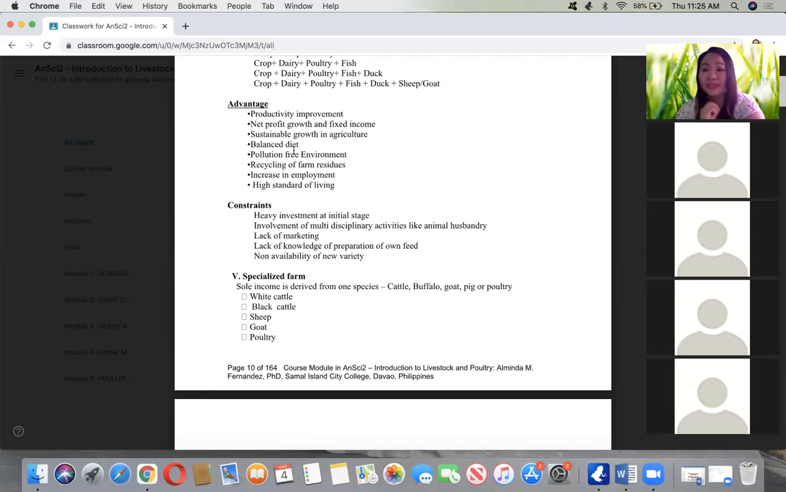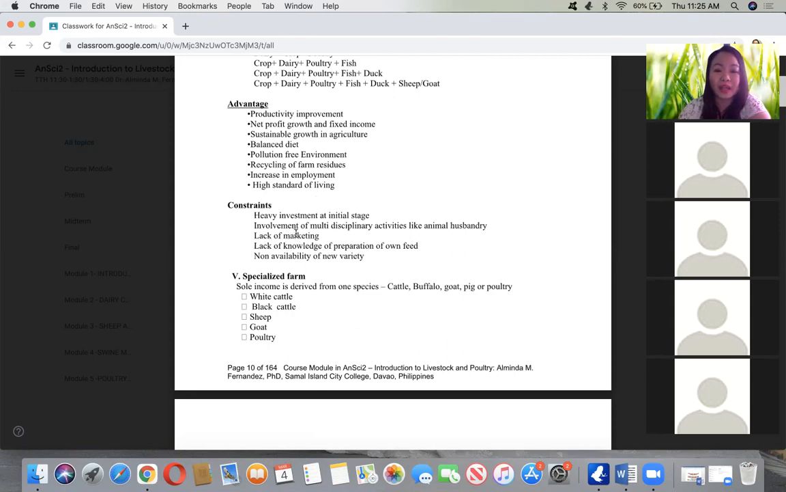So, I always believe na although you don't work for offices, you don't work somewhere under an employer, as long as you have a piece of land, even small as less than a hectare, you can live, no, bountifully. If you know how to manage your farm and you know how to produce crops and vegetables and also farm animals. So again, it's pollution-free environment, recycling, and increased employment. So you can also hire some laborers to do if you cannot manage alone. And of course, it will enhance high standard of living.